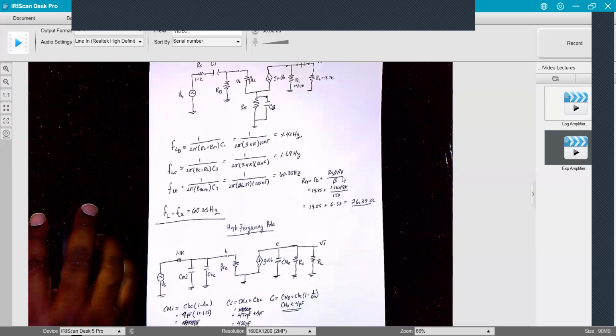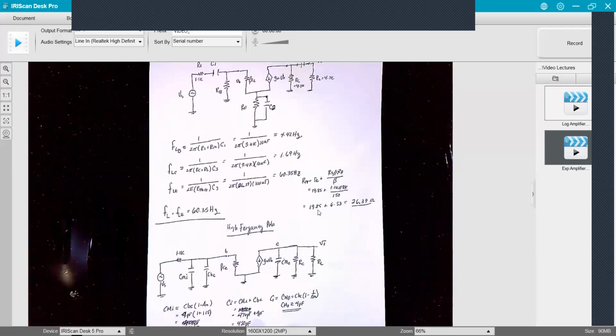I'm wondering if I missed something here. But anyway, the frequency due to your emitter capacitor, when we plug the numbers in, is 60.35 hertz. So this is the highest frequency pole of the low frequency poles, which makes this F sub L the dominant low frequency pole. So F sub L, the dominant low frequency pole, is F sub LE, which is about 60 hertz.